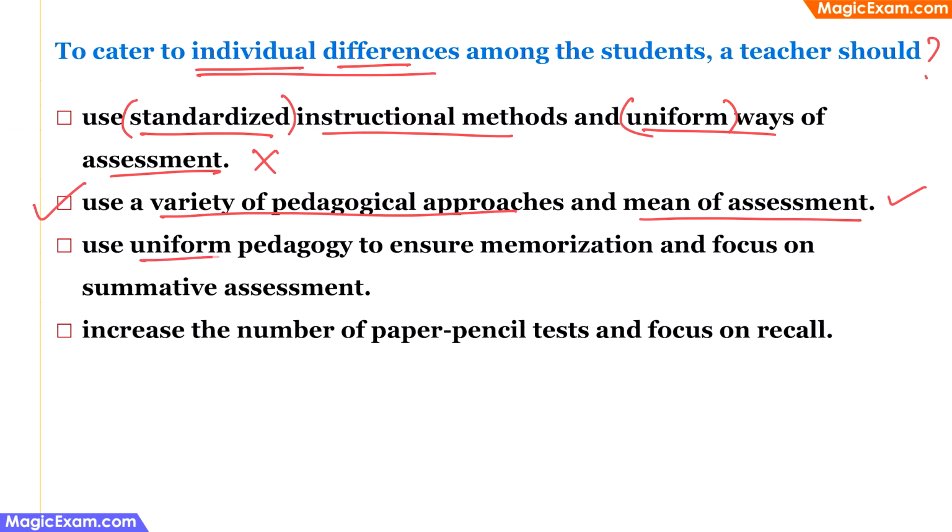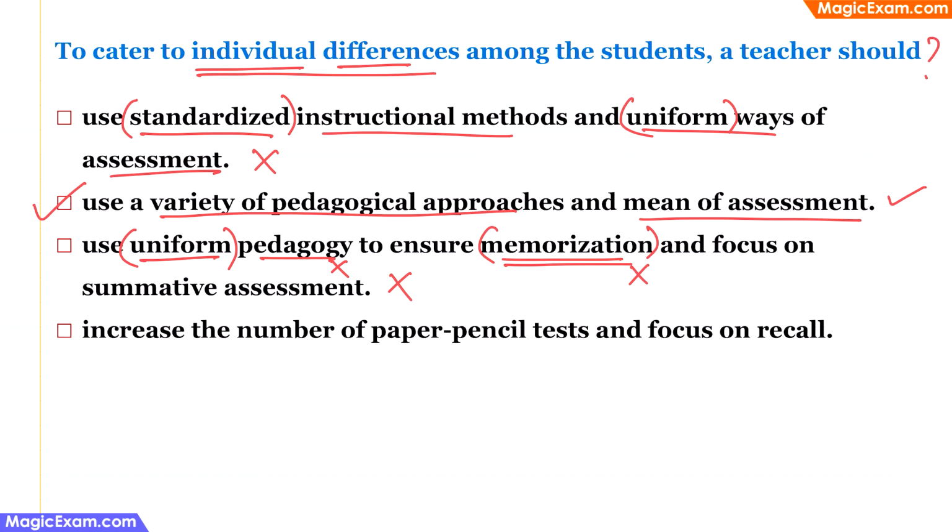Next, use uniform pedagogy to ensure memorization and focus on summative assessment. So if you are going to use uniform or one particular type of pedagogy, it is not going to work. So this is incorrect. Next, to ensure memorization and focus on summative assessment. Now memorization or rote learning is also discouraged. Therefore, this is also incorrect. Since there are multiple incorrect options in this statement, the statement itself is incorrect.